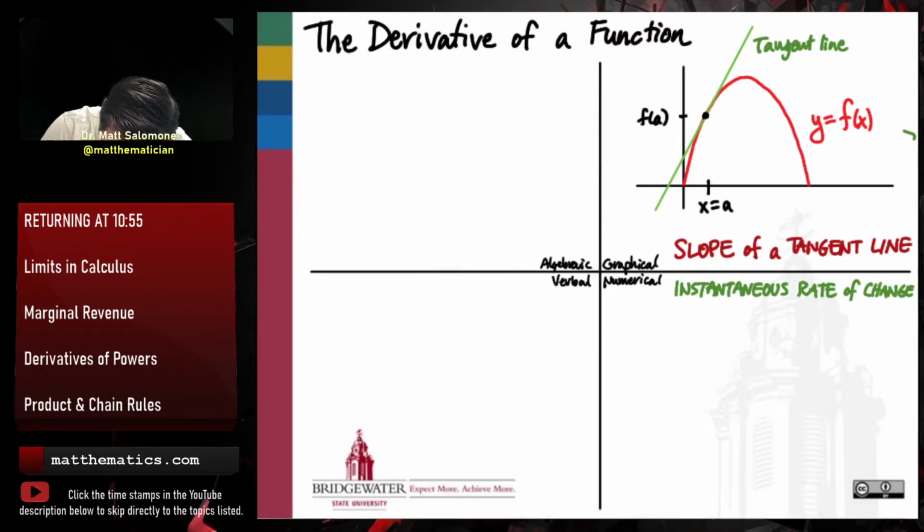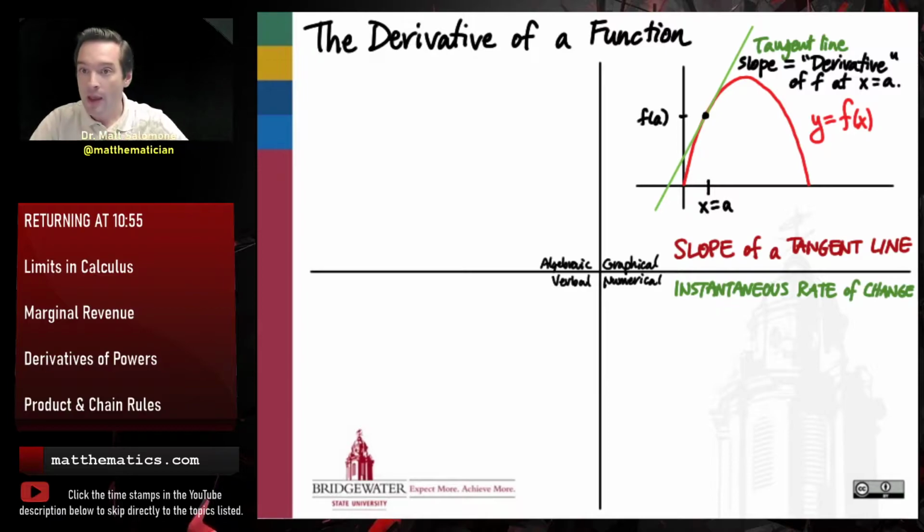And the slope is called the derivative. Or if it's a marginal function, we call it a marginal derivative. It's the derivative of the function f at the point x equals a. And the reason that we talked about limits in the beginning of today's class is that we sort of need the concept of a limit to even be able to talk about where a derivative comes from.